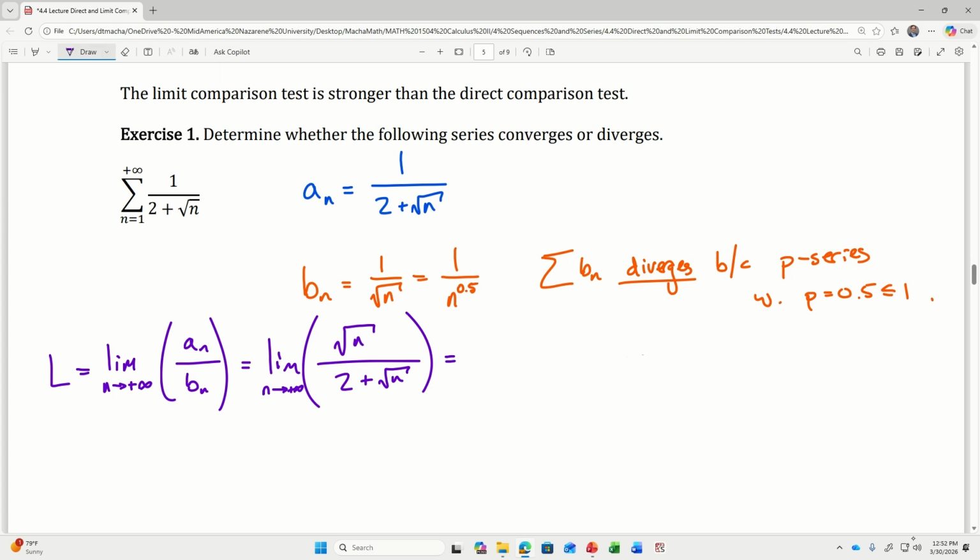Another way to see that maybe is you could divide the numerator and denominator by square root of n. Do the same thing to the top and bottom of this fraction, divide by square root of n.